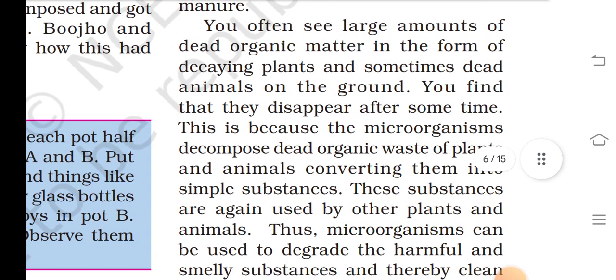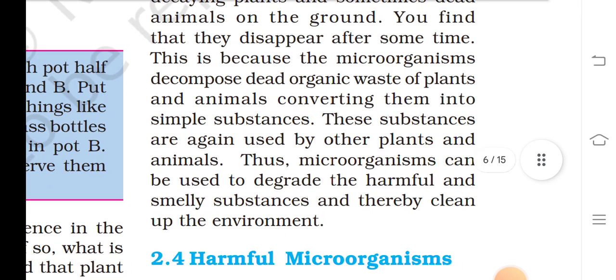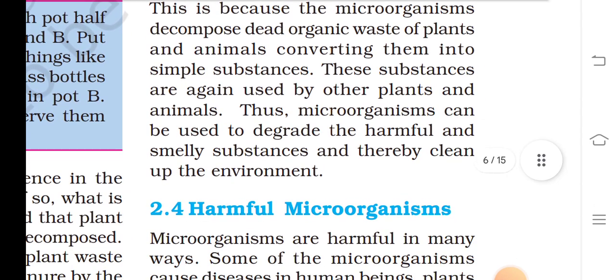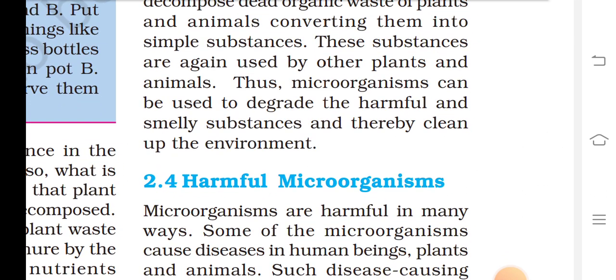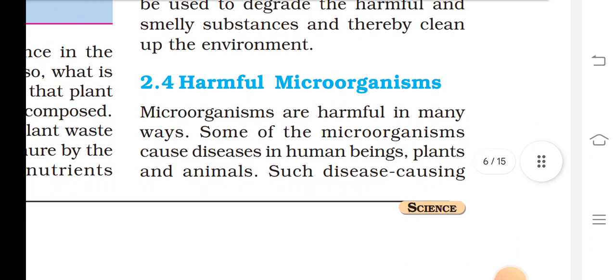You often see a large amount of dead organic matter in the form of decaying plants and sometimes dead animals on the ground. You find that they disappear after some time. This is because microorganisms decompose dead organic waste of plants and animals, converting them into simple substances. These substances are again used by other plants and animals. These microorganisms can be used to degrade harmful and smelly substances and thereby clean up the environment.